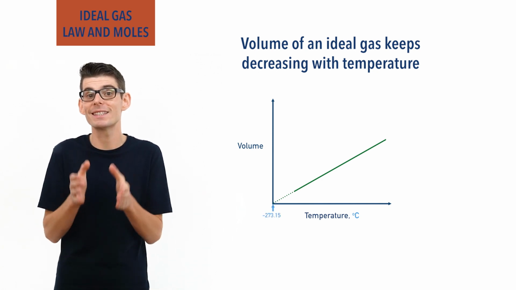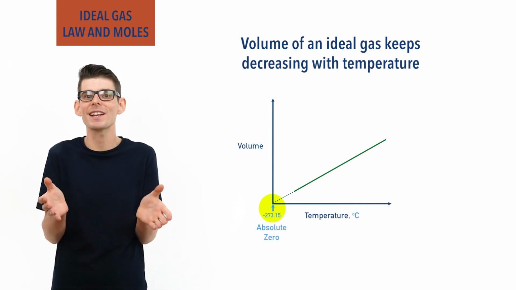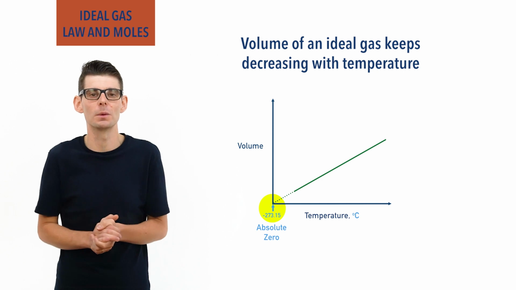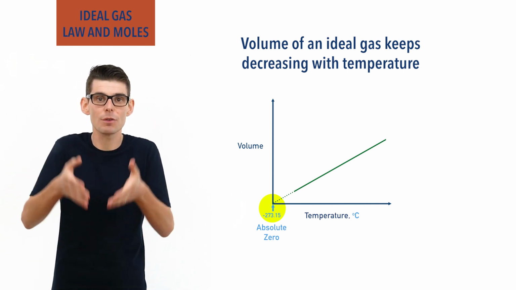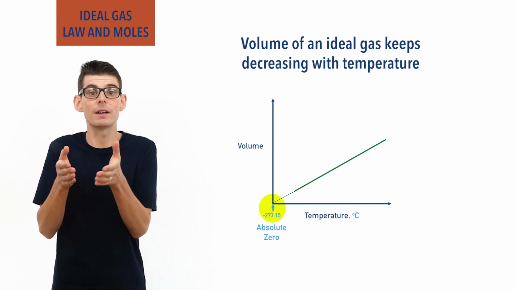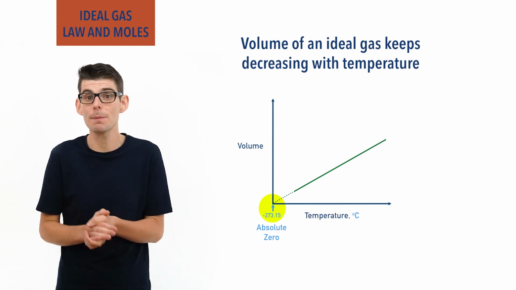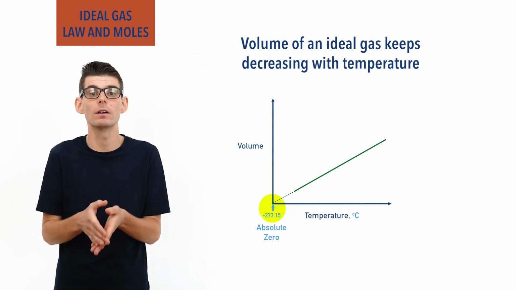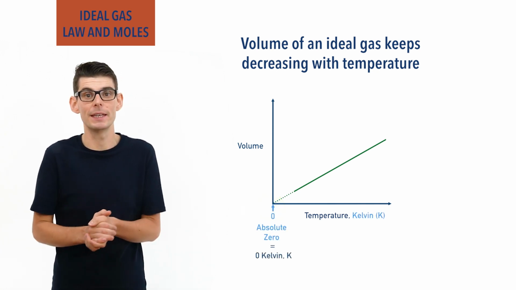This point is considered absolute zero and is theoretical. We can't actually get things quite that cold. At this point, an ideal gas has zero heat energy, meaning its molecules can't move, and this is why it has no volume. As a result, we start a new temperature scale here called the Kelvin scale, and this point is 0 Kelvin, 0 K.